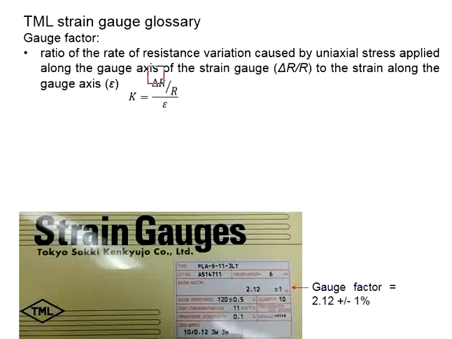By quantifying the change of the resistance against the original resistance, we can estimate the strength happening within the material. Of course, it will require a conversion of this ratio into the strength. Now, this ratio here is known as the gauge factor.